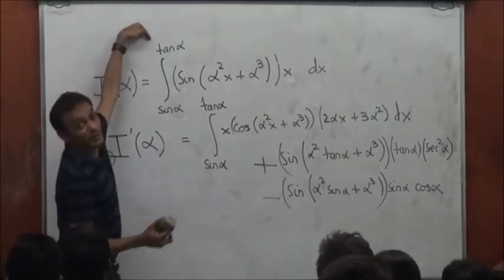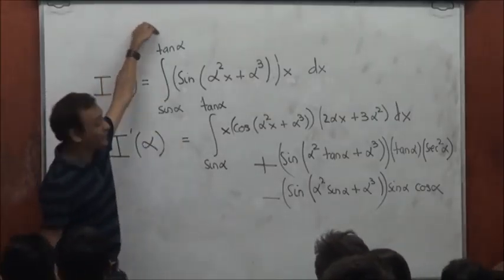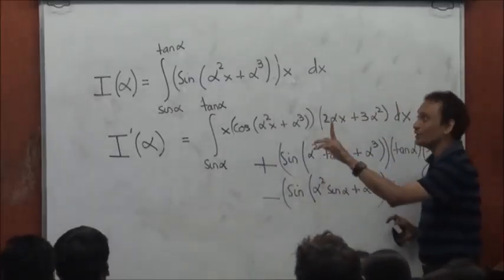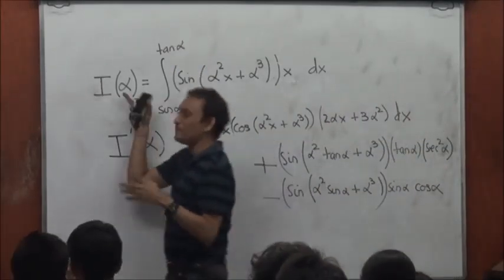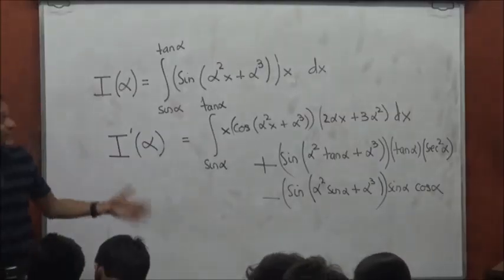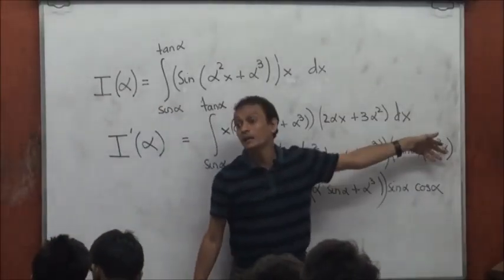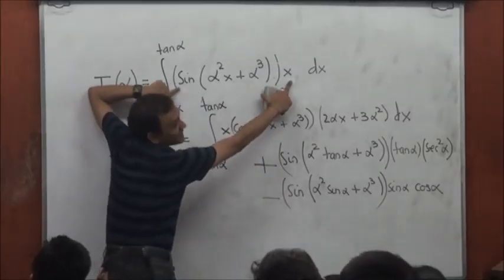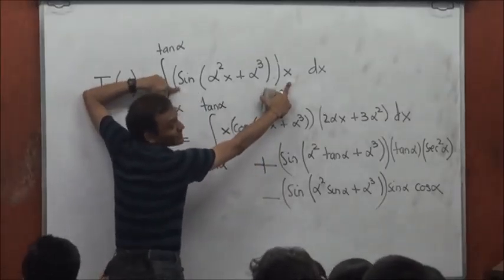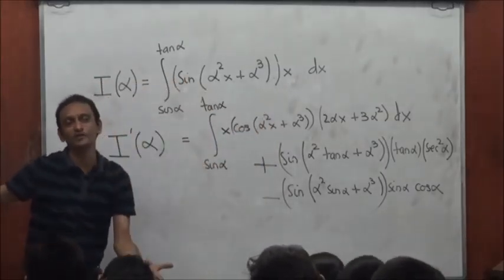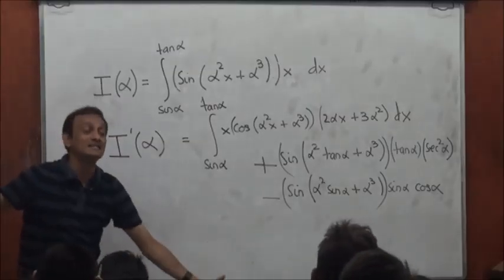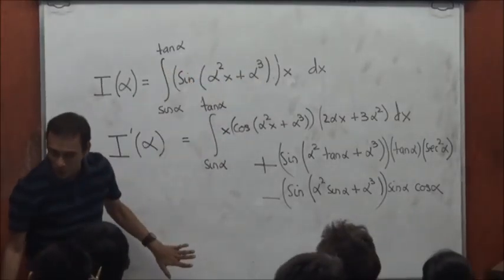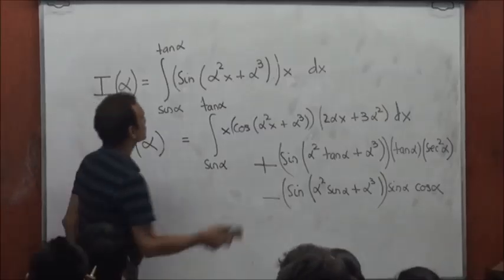If the lower and upper limits are constants, not depending on alpha, then the second and third terms will vanish. See, if the lower and upper limits are independent of alpha, then the second and third terms will not exist. If this is independent of alpha, depends only on x, then the integral will vanish, because when you differentiate with respect to alpha, it's going to be 0 if this does not contain any alpha in it. And the integral will not exist, right?